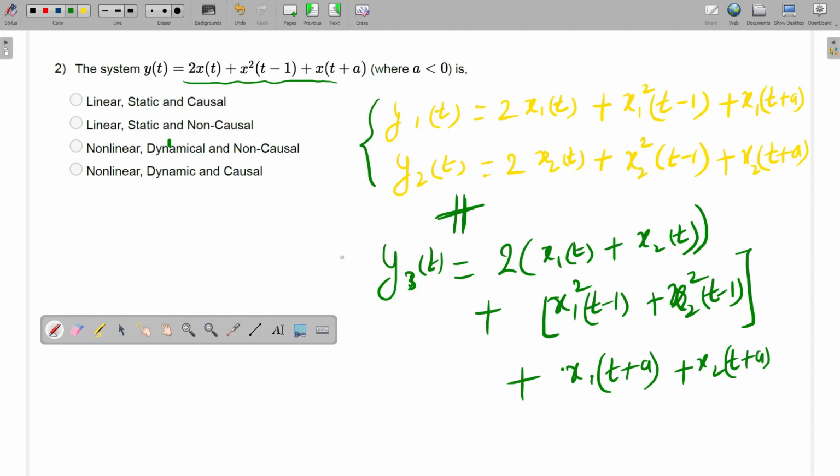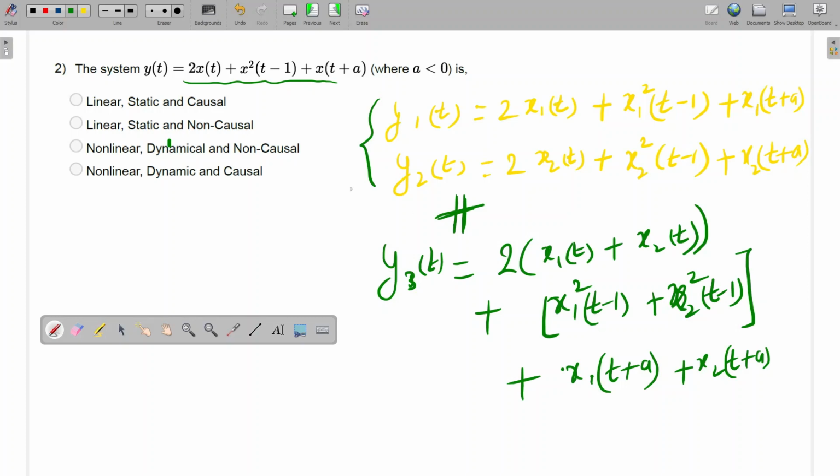See, the first transformation was 2 into x of t, so 2 into (x1 plus x2) of t. The second transformation was x square that we are doing, so x1 of t minus 1 whole square plus x2 of t minus 1 whole square.